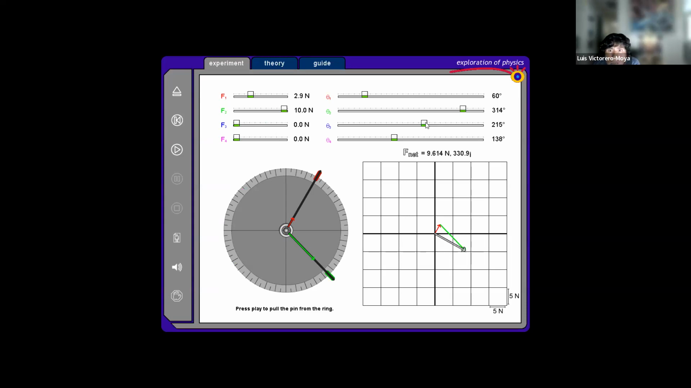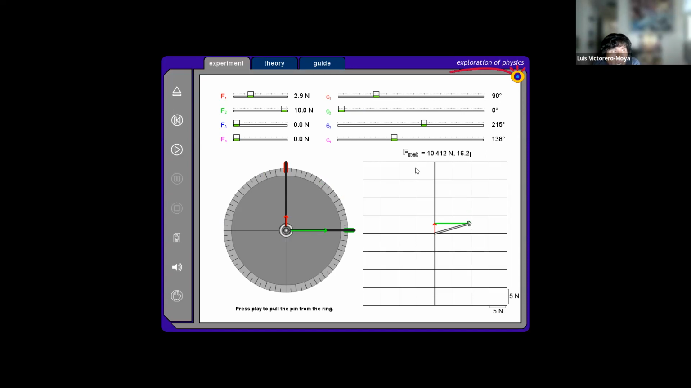Ideally, you could make one at 90 degrees and the other one at 0 degrees. So then you know that the equilibrium will be around here. Now, the advantage of using the software is that they give you the resultant of these two. This one is 2.9, this one is 10 newtons, so the resultant is 10.4.